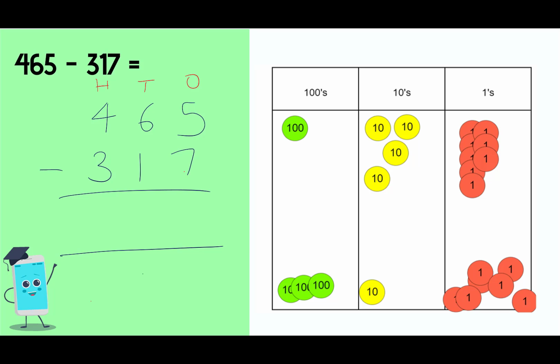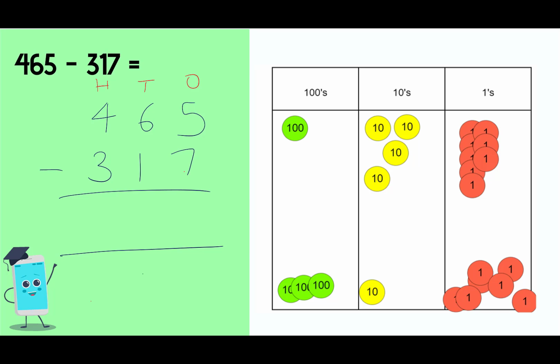5 take away 7. Now, when you had the place value counters, it was very easy to see that you needed to take 7 away, but you only had 5. So it was easy to see there that you needed to borrow, that we needed to exchange 1 ten for 10 ones.